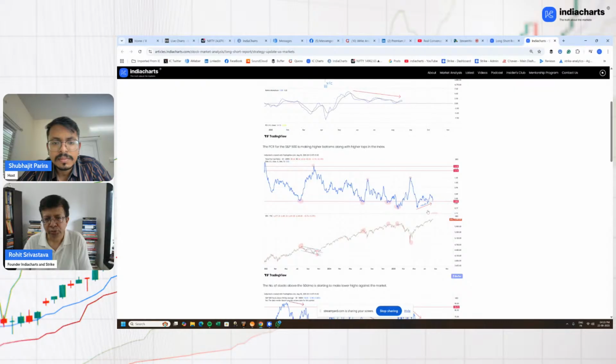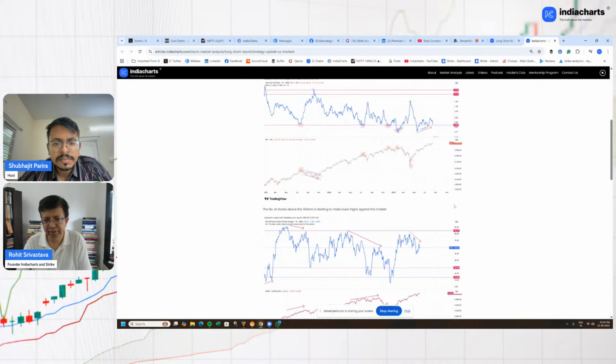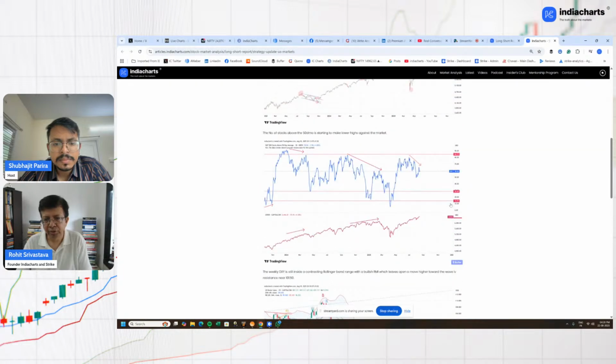This is the put call ratio. The put call ratio for the US market is also diverging negatively, which means each time the market is going up, the PCR is not making a new low. It's actually making a higher bottom. So this is another thing giving you a negative divergence. And the third one is that the number of stocks above the 50-day moving average has been falling, reducing in the last two rallies.